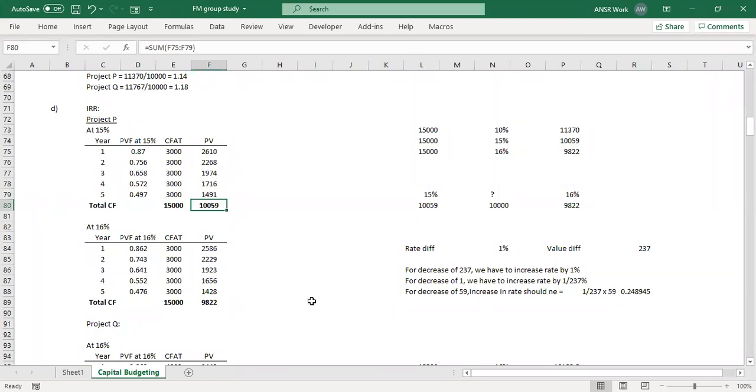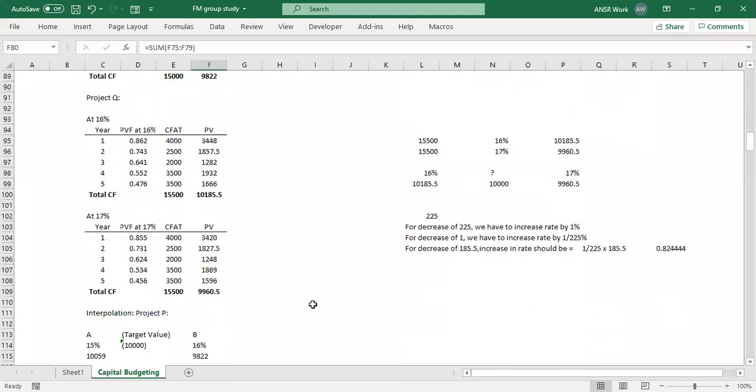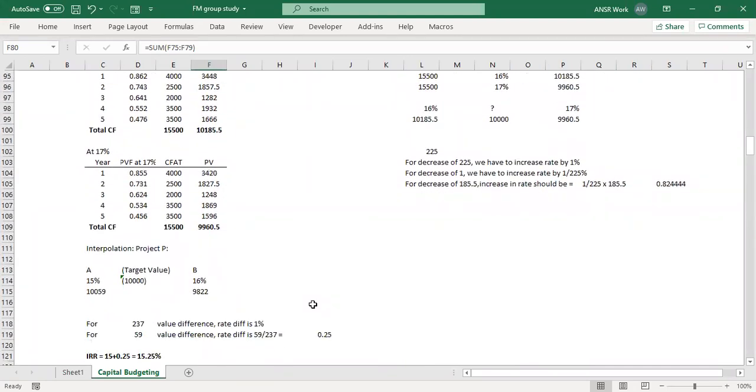Any more doubts, guys? No, Dheeraj, I understood, but actually I missed your interpretation part. Can you repeat that again? Sure. So in the interpretation, what we were deciding was which one is better, the higher the better, or the lower the better. In IRR, in one project we got 15.25%, in another we got 16.82%. Which one is better, you think?